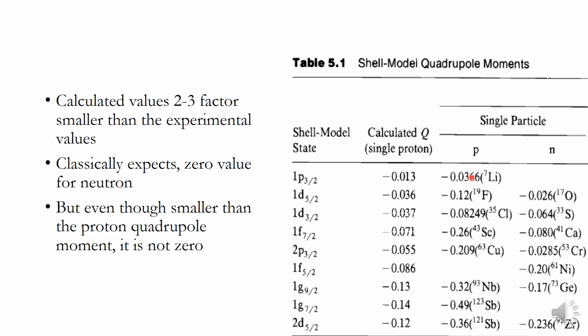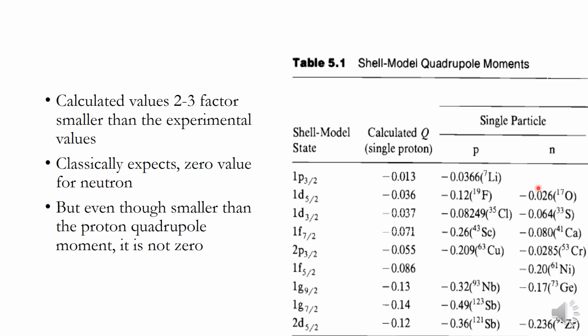Generally, these experimentally obtained values are 2-3 times greater than these calculated values, or the calculated values are 2-3 times smaller than these experimental values. Okay, so this is a general observation, but the sign is perfectly matching. These all are negative, these all are again negative. Even though they differ by a factor of 2-3, within that limit, they almost match.